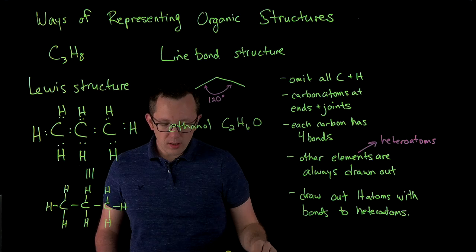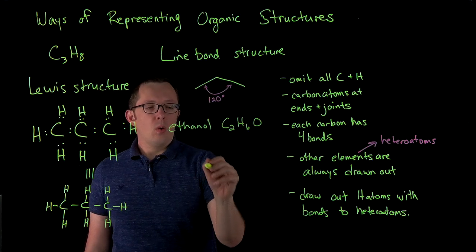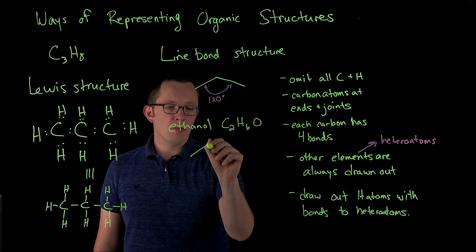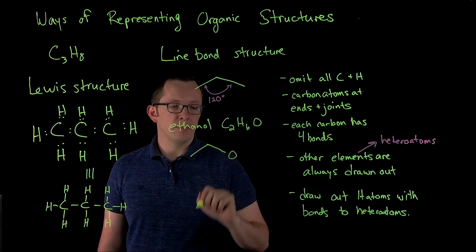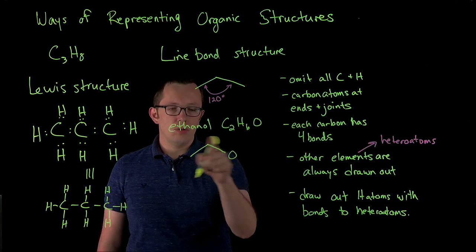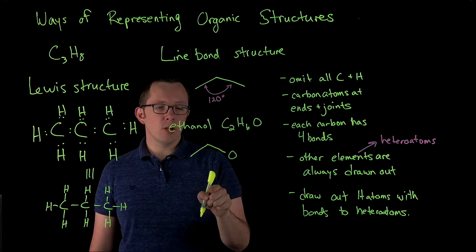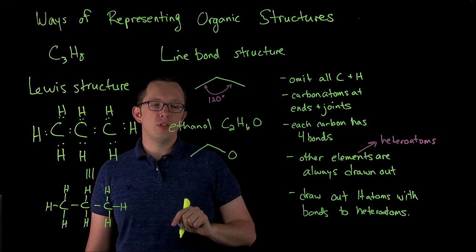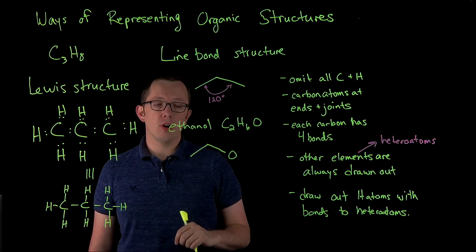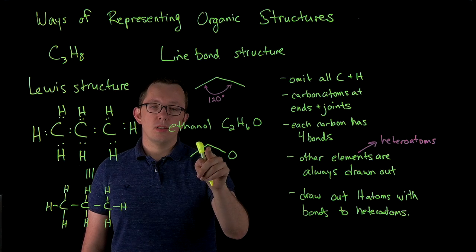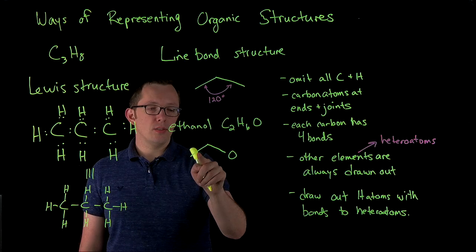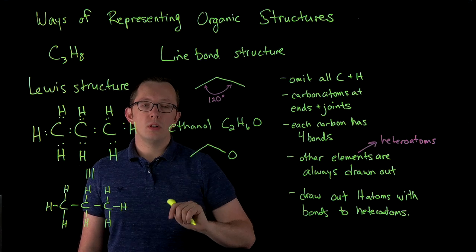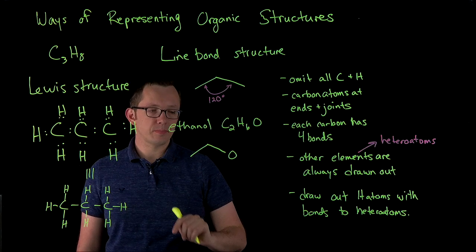So in ethanol, we are going to have one carbon bound to another carbon, and that second carbon will have a bond to oxygen. All right, so here's our starting line bond structure. This carbon here has 1, 2, 3 hydrogens on it to make a total of 4 bonds to carbon. Our center carbon here has a bond to carbon, a bond to oxygen, and so 2 hydrogen bonds are there.